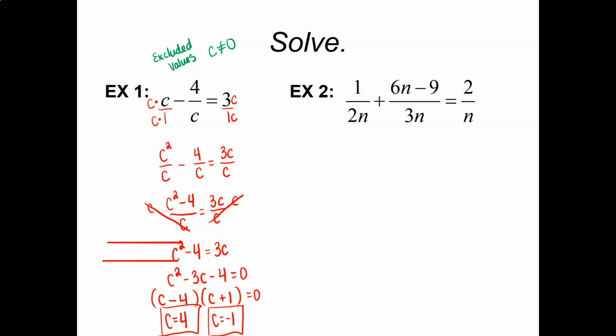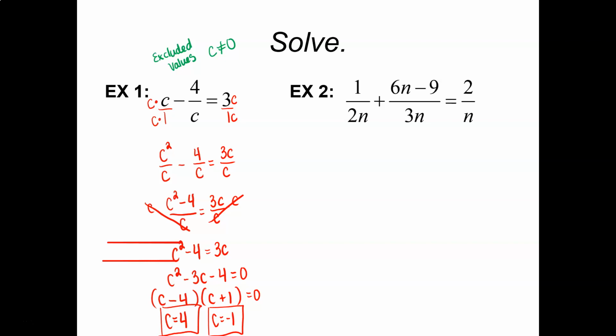It's not that common that you end up getting an answer that is also an excluded value, but it does happen. So you need to check for excluded values every time. Another thing you can do is plug that number back in when you get it to see if it gives you zeros in the denominator. If it does, you would throw that number out. So it would not be an answer. Okay, questions?